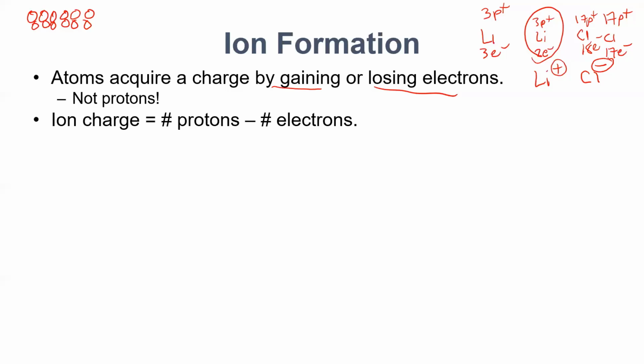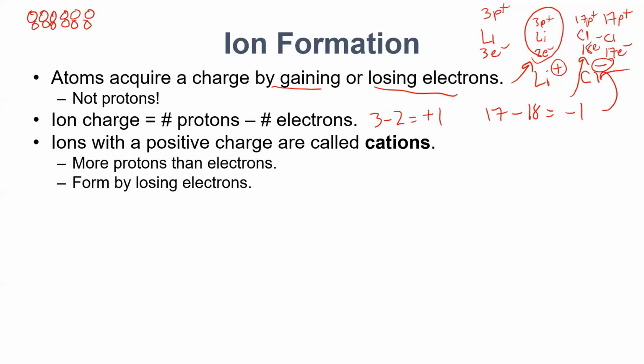So how do we figure out an ion charge? We take the number of protons and subtract the number of electrons. So in this example of lithium, 3 minus 2, right? 3 protons, 2 electrons. That's a +1. In this example of the chloride ion, 17 protons minus 18. Well, 17 minus 18 is a -1. That's why we get the -1 charge.